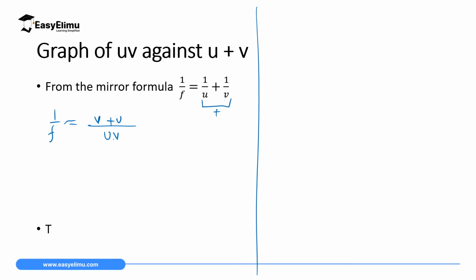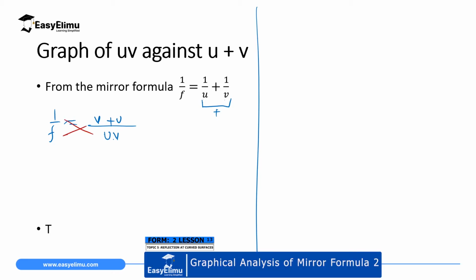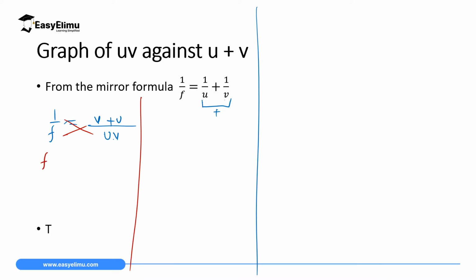Then now, for us to make this linear, we solve this. We cross multiply. If we cross multiply, this is going to be f times (v plus u) is equal to 1 times uv. Then in this case, if we solve this and start with uv, it's going to be uv is equal to f into (v plus u).